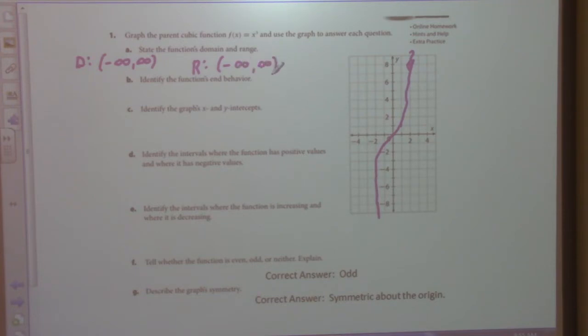Identify the function's end behavior. As x approaches infinity, f of x approaches infinity also. And as x approaches negative infinity, f of x approaches negative infinity also.